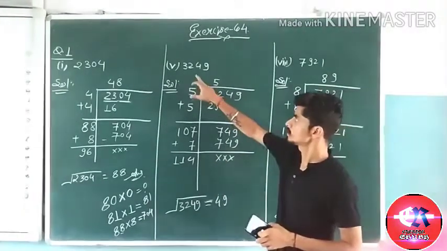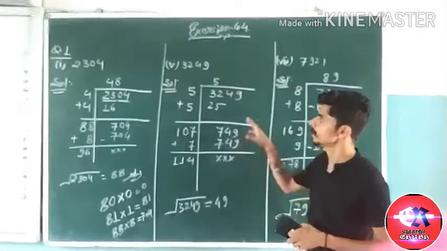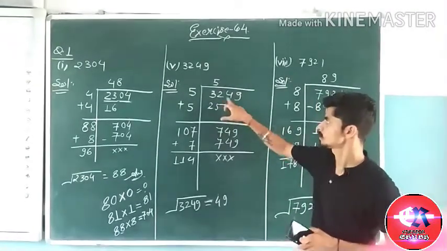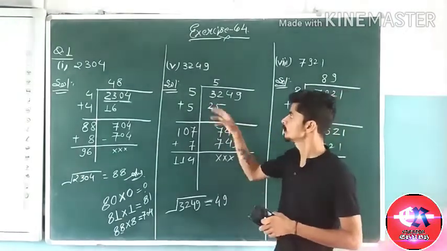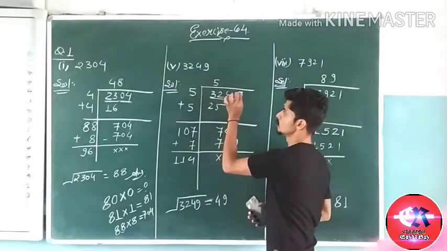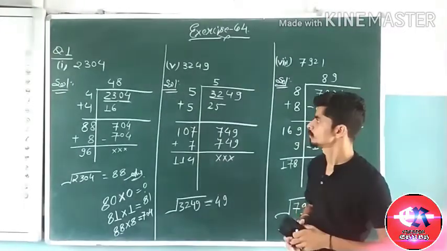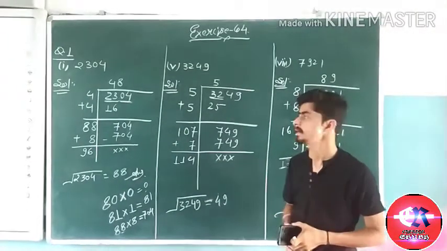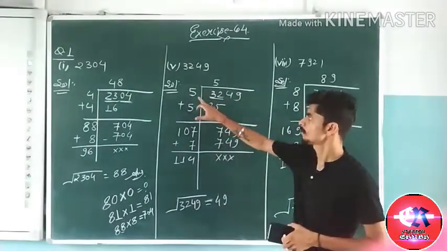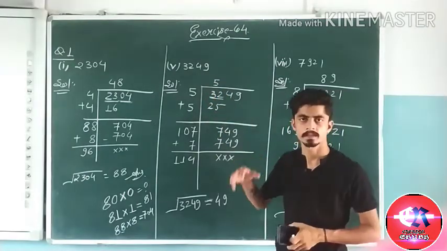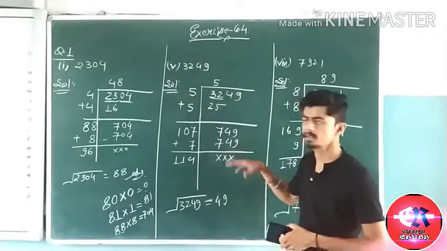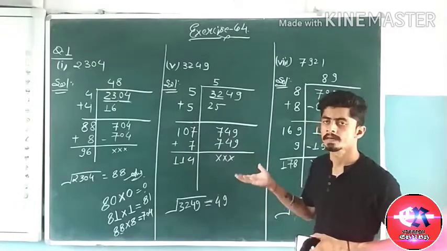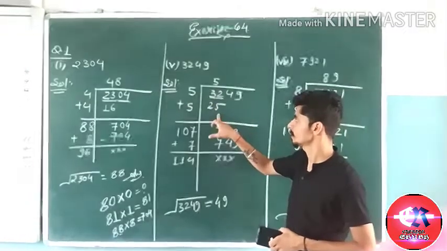The fifth one is 3249. We have to find the square root of 3249. So we target the first two digits, which are 32. Now we have to find the number whose square is nearest to 32. So 5 times 5 is 25 and 6 times 6 is 36. 36 is more than 32, so we have to take 5. So 5 times 5 is 25 here.